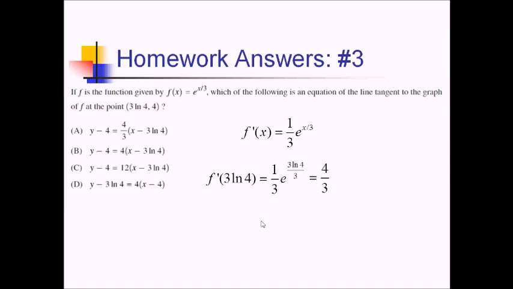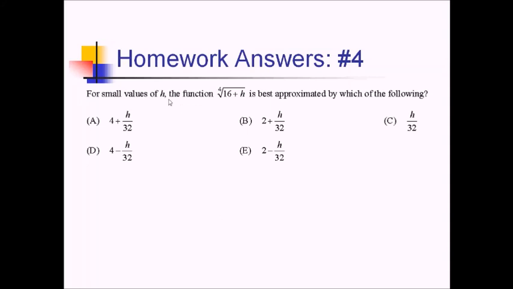So I'm going to plug these things into point slope formula. We could use the tangent line L of x kind of formula, but if you look at all the answer choices, they're all in this format, so we might as well go with this. So we're again going to have then y minus the y value 4 equals slope of 4/3 times x minus the x value 3ln of 4. And looking at our answer choices, it looks like there's only one answer choice that has that, choice A.